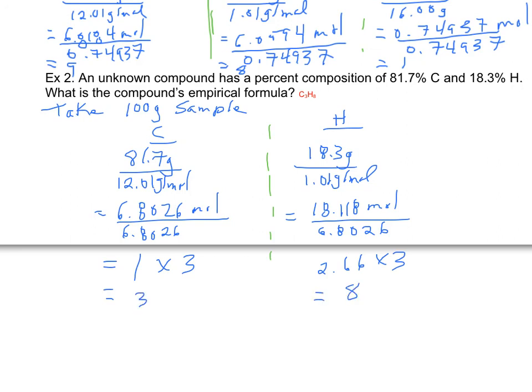Now I can write my empirical formula. C3H8. Try out the empirical formula questions on your assignment checklist.